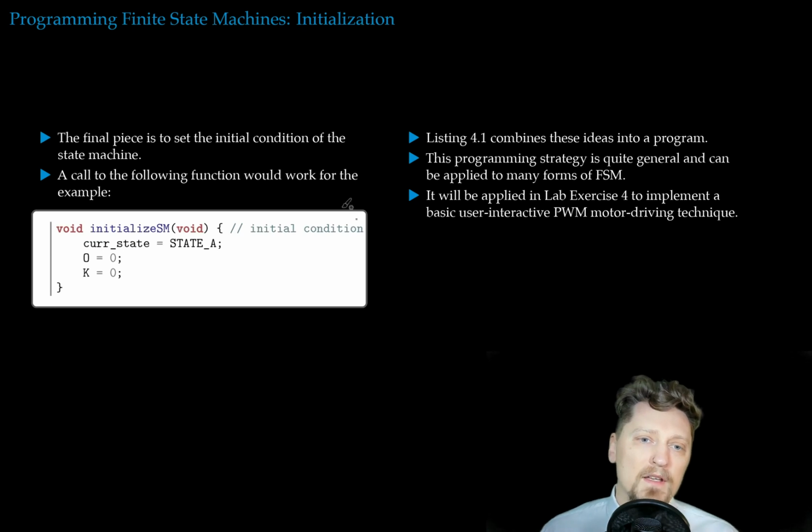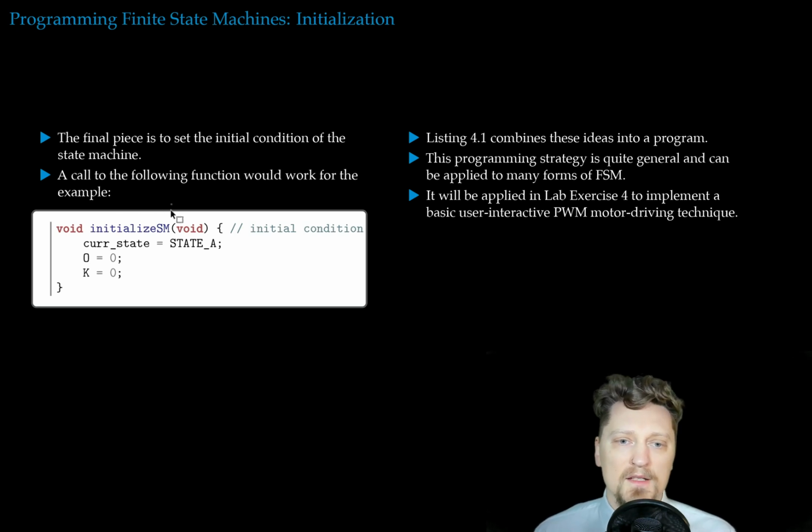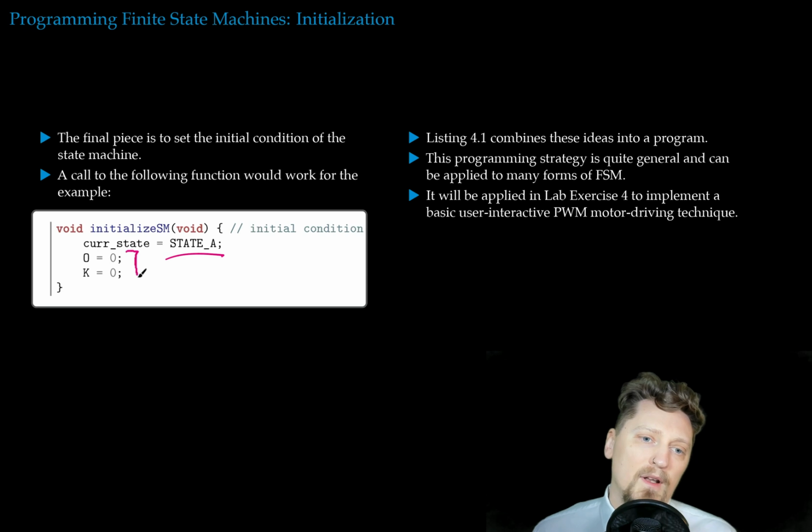The final piece is to set the initial condition of the state machine. A call to the following function would work for the example. So initialize SM takes no arguments and returns nothing. This is the setting of the state machine to an initial condition. So we set current state to state A to start. We set the output and the clock to 0, and this would be our initialization routine.